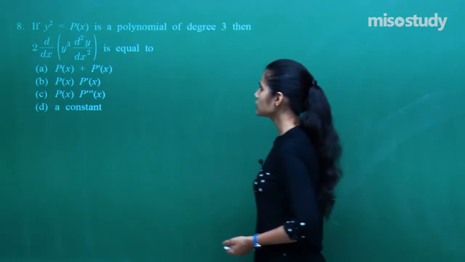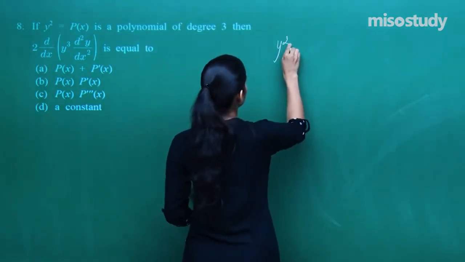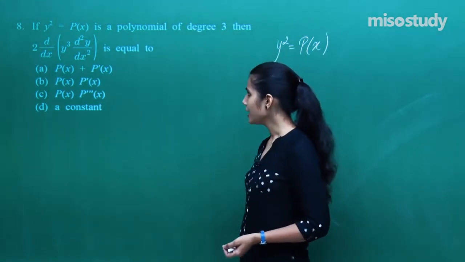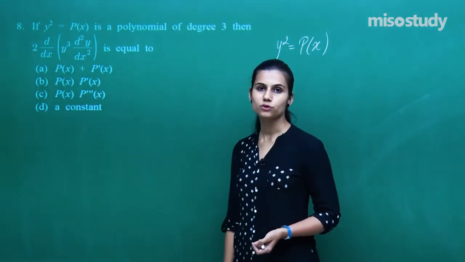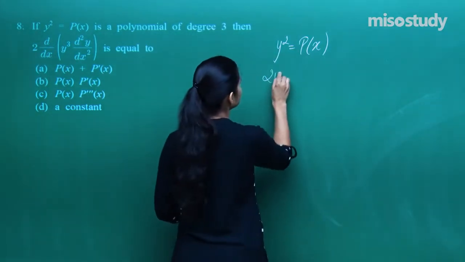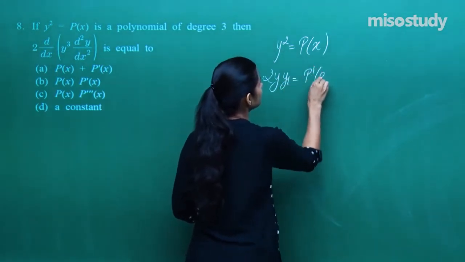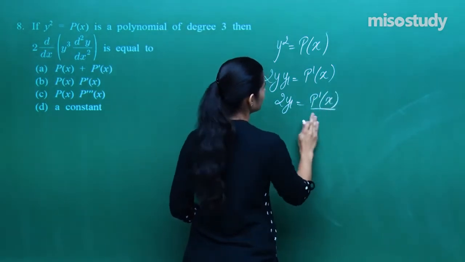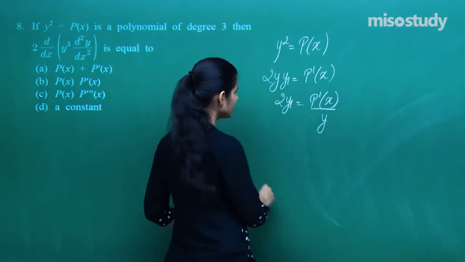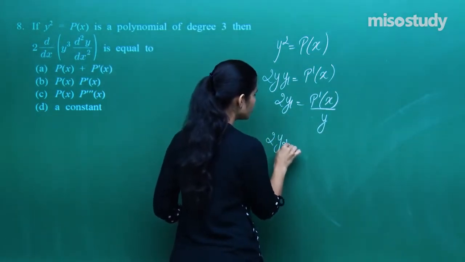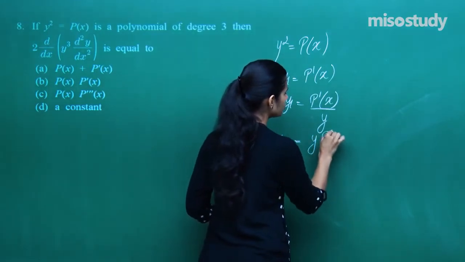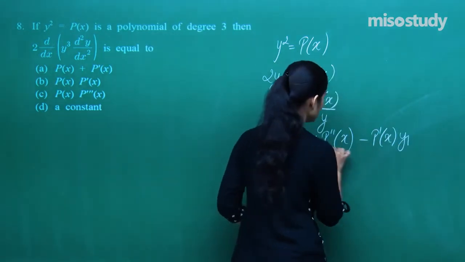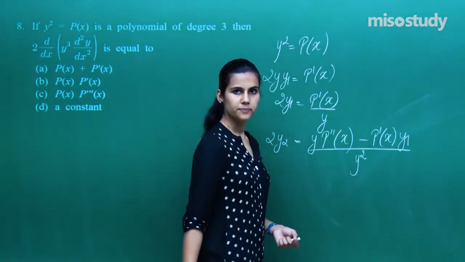Okay guys, so let us talk about this question. We have y square equals p(x), a polynomial of degree 3, then twice of d by dx of y cube into d square y by dx square is equal to what? Let us see, if y square is p(x), 2y y1 is p dash x. So obviously y1 is p dash x by 2y. Differentiate once again, so you get 2y2 equals second into differentiation of the first minus first into differentiation of second, upon second whole square.